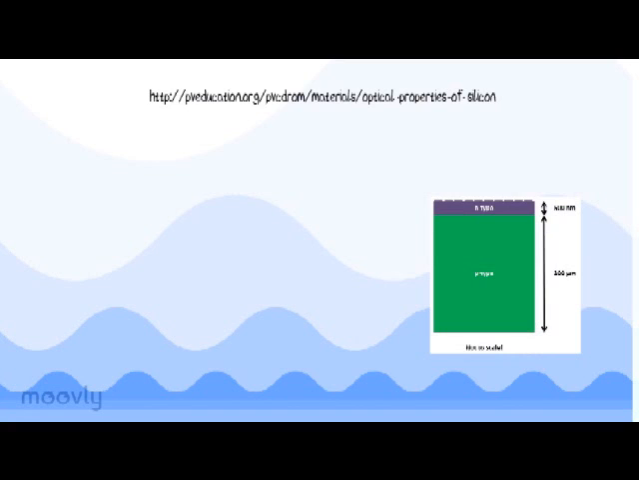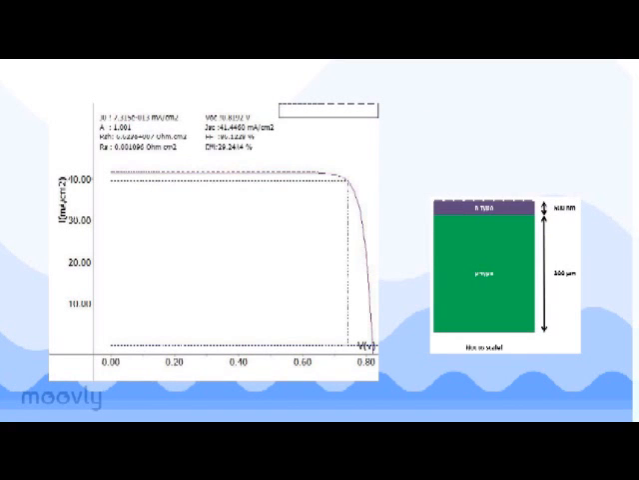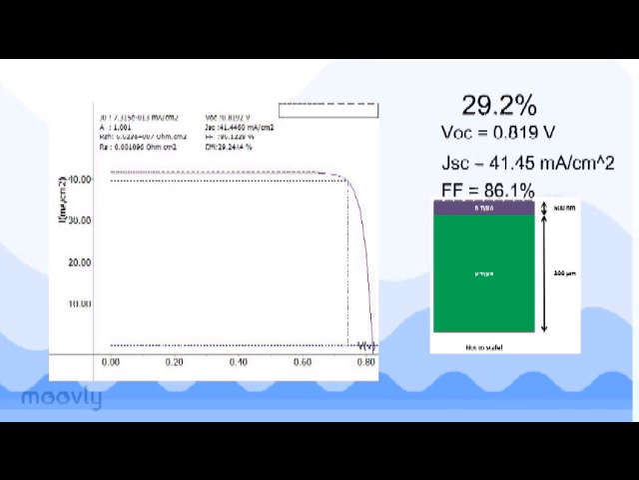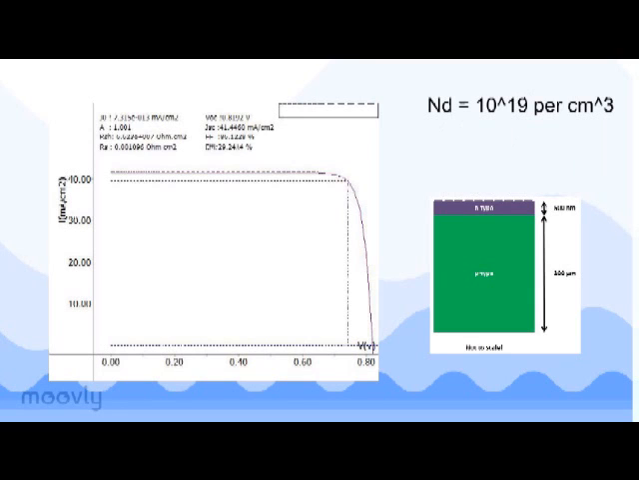For the current cell without any defects, we can obtain an efficiency of about 29%, with an open circuit voltage of 0.819 volts, a short circuit current of about 41.4 milliamps per centimeter squared, and a fill factor of 86%. For this cell, the emitter had a donor doping density on the order of 10 to the 19th, and the base had an acceptor doping density on the order of 10 to the 16th.